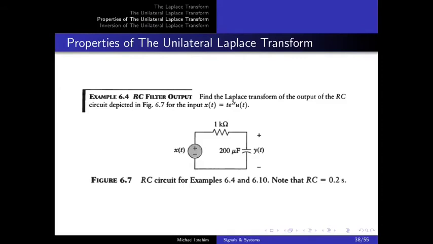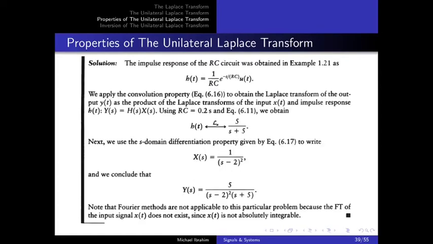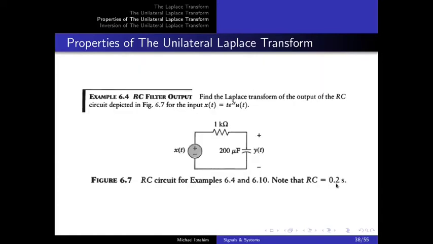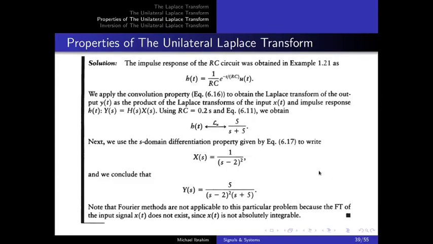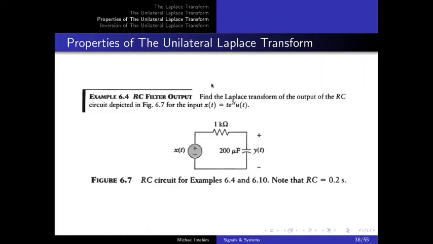Okay, so here we have another example where we need to find the Laplace transform of the output from this RC circuit. We've seen this RC circuit in the previous chapter, and we've seen that it has the impulse response of this form, 1 over RC e to the minus t over RC u of t. So given this impulse response, and given that RC is 0.2, which means 1 over RC is 5. So basically the impulse response is 5 e to the minus 5t times u of t. We need to find the Laplace transform of the output given that the input signal x of t takes the form t e to the power 2t times u of t.